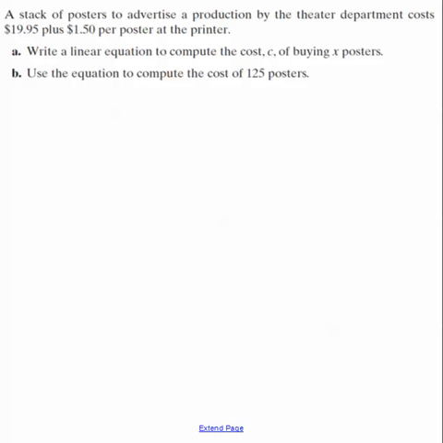And so we're going to talk about poster sales. A stack of posters to advertise a production by the theater department costs $19.95 plus $1.50 per poster at the printer. So write a linear equation. Question number 1 says, write a linear equation to compute the cost C of buying x posters.